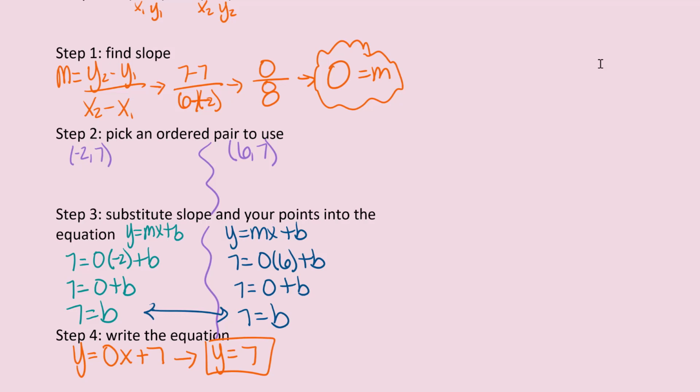And that's going to do it. We have now taken 2 points and we have actually solved for our missing y-intercept and plugged it into the equation.